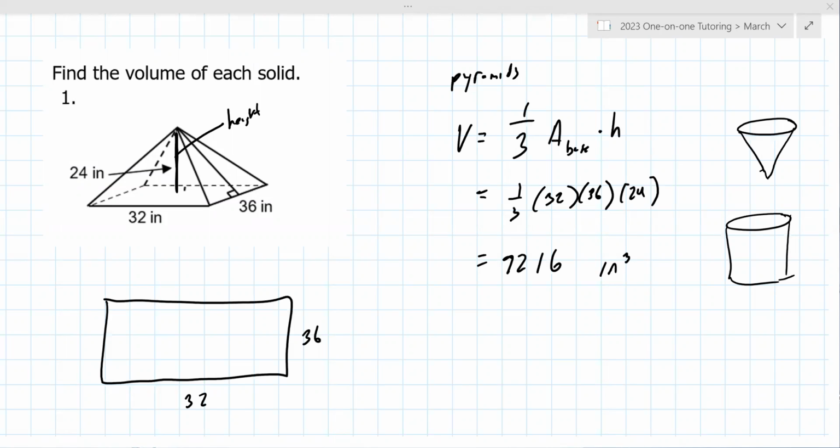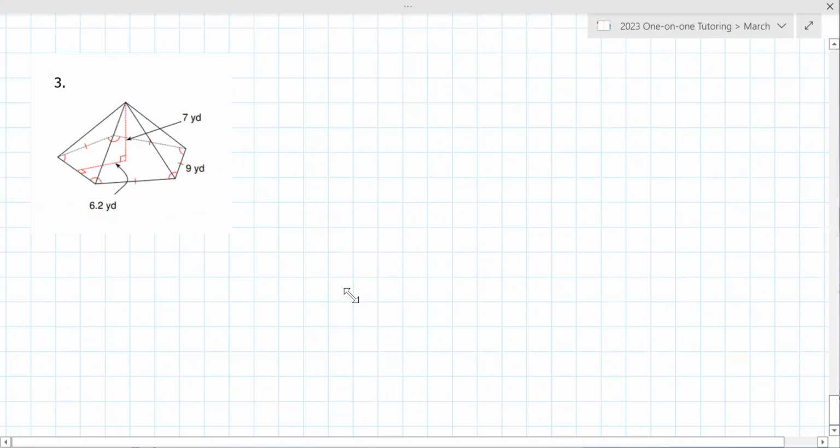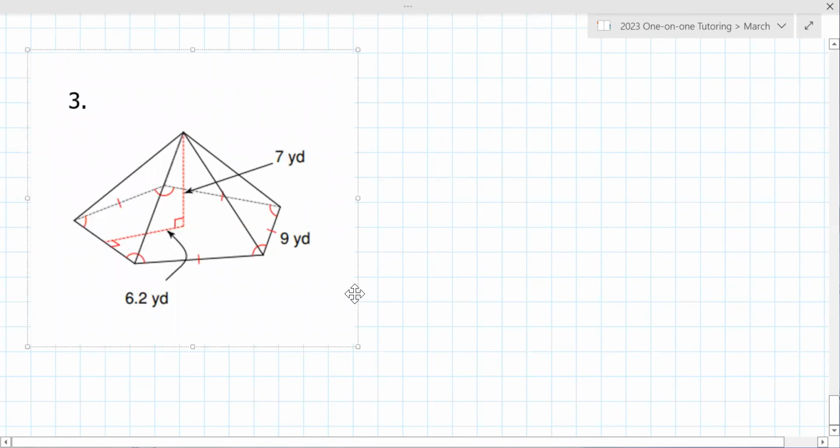Let's actually do 3 next, because it's more like 1. So remember I was talking about doing problems that are all kind of the same. That's where you've got to be careful, because 2 is a cone, not a pyramid. It may not matter, but this is just a strategy that I think is potentially helpful here. So the volume of the pyramid is again 1/3 the area of the base times the height.